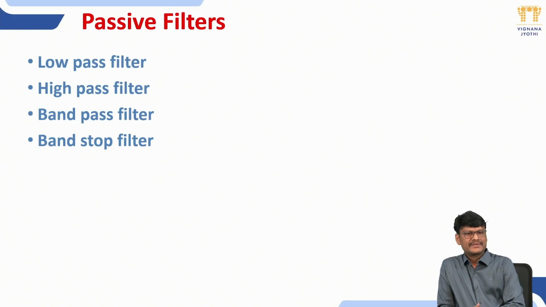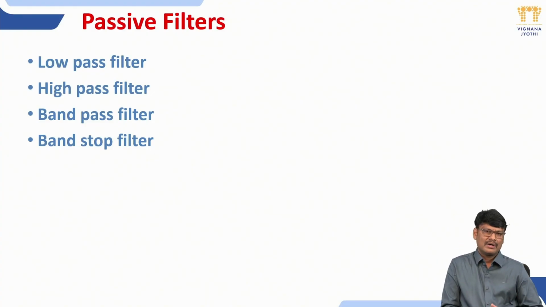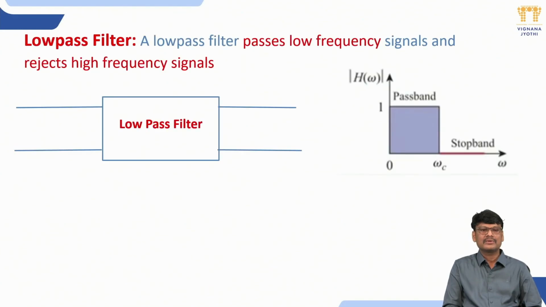Passive filters are classified into four types. One is the low pass filter, second is the high pass filter, third is the band pass filter, and fourth is the band stop filter. Now we will go one by one: low pass filter, high pass filter, band pass filter, band stop filter. First of all, we will look into the low pass filter.